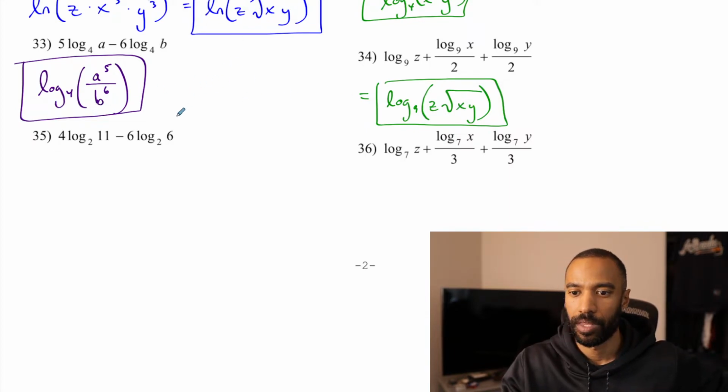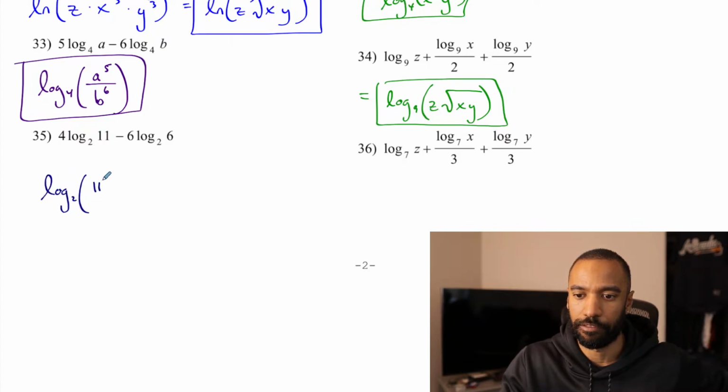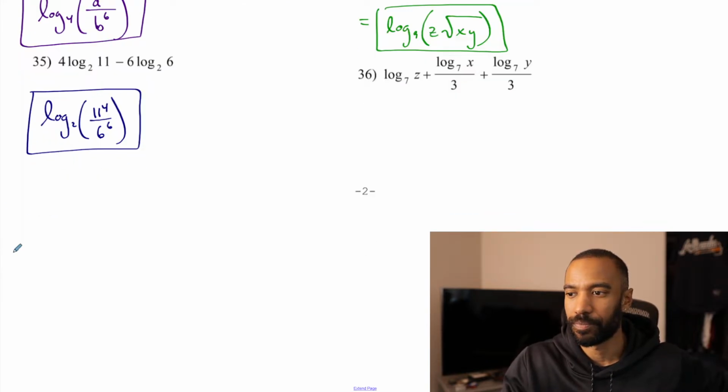Okay, 2 more. So with this one here, log base 2 of 11 to the 4th, that minus will be division here, minus the log base 2, 6 to the 6th power. And again, I feel like I can pull some other things out there, but just the practice.